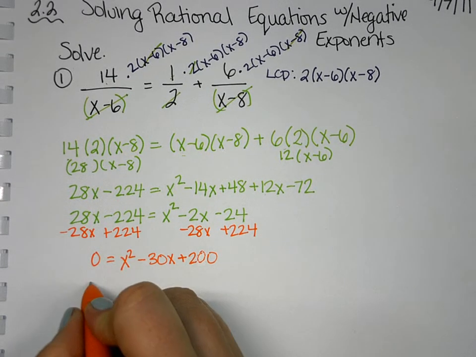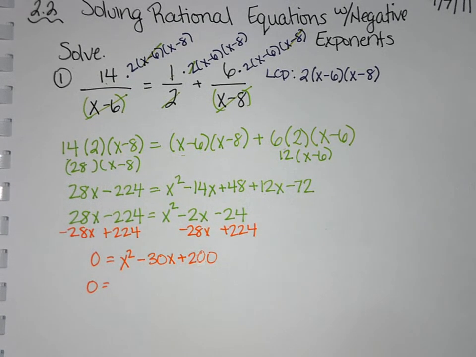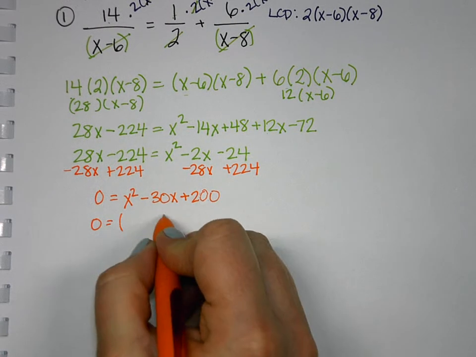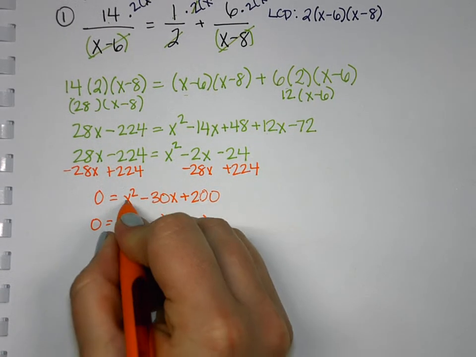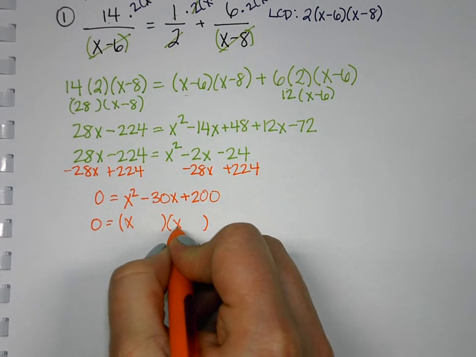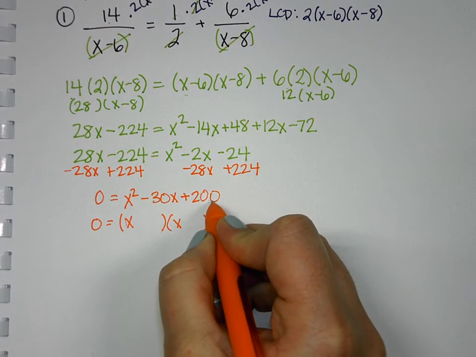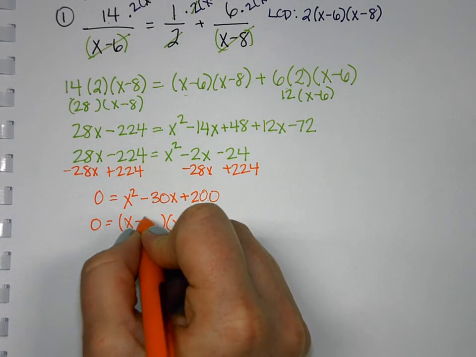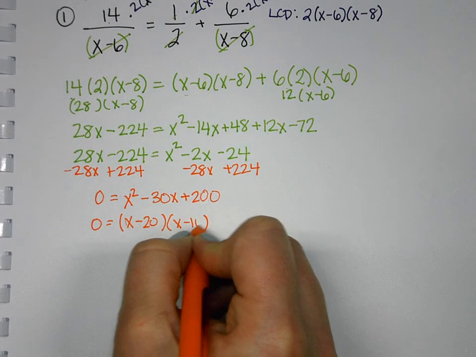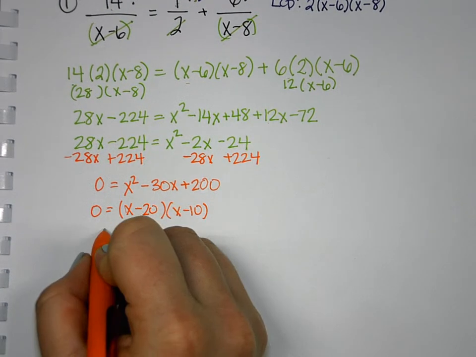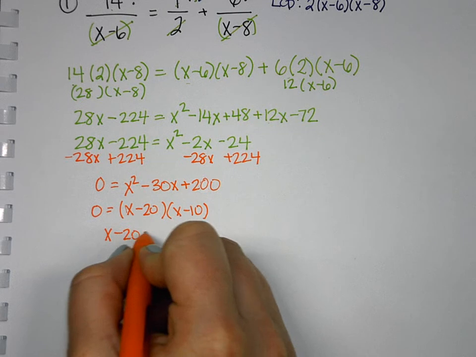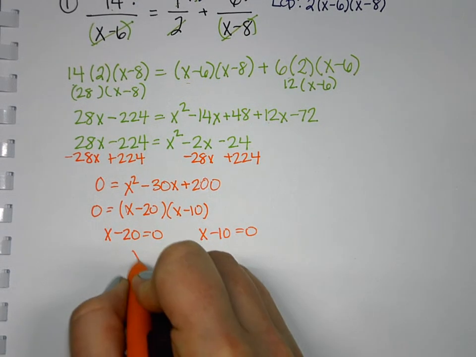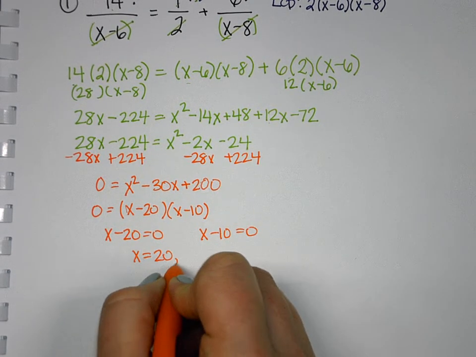Okay, so we can solve this using our basic factoring. So double bubble, x times x, and then two numbers that multiply to 200 but add up to negative 30 would be negative 20 and negative 10. So I take each one of those, set it equal to 0, and I get x is equal to 20 as well as 10.